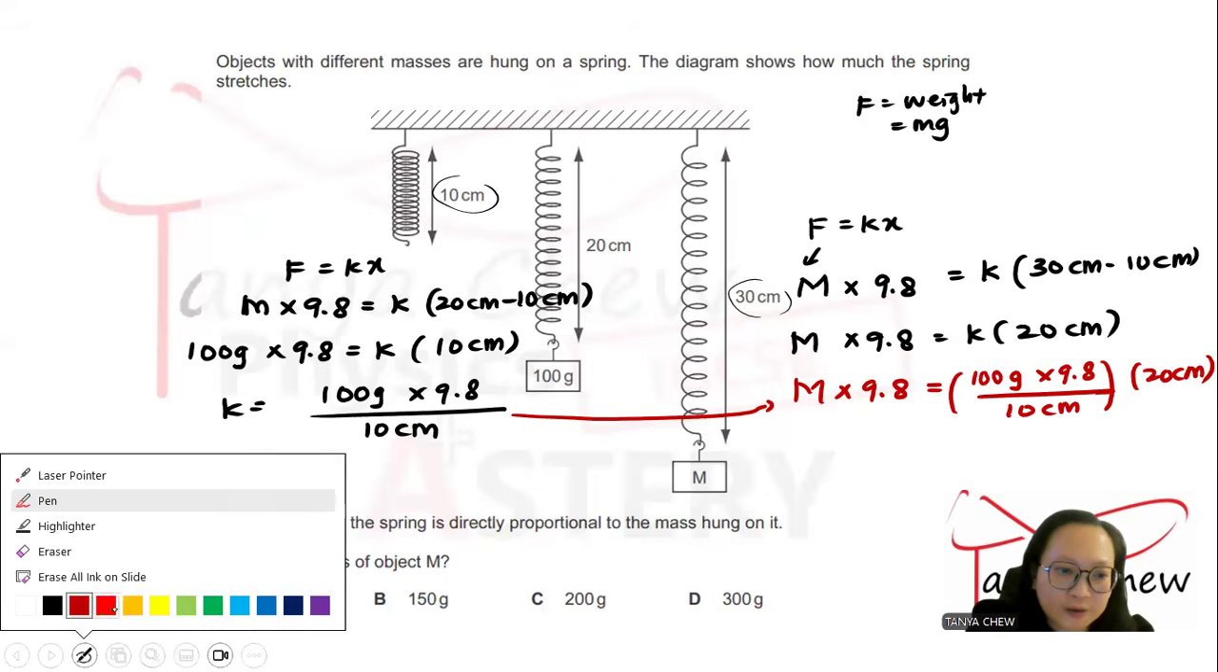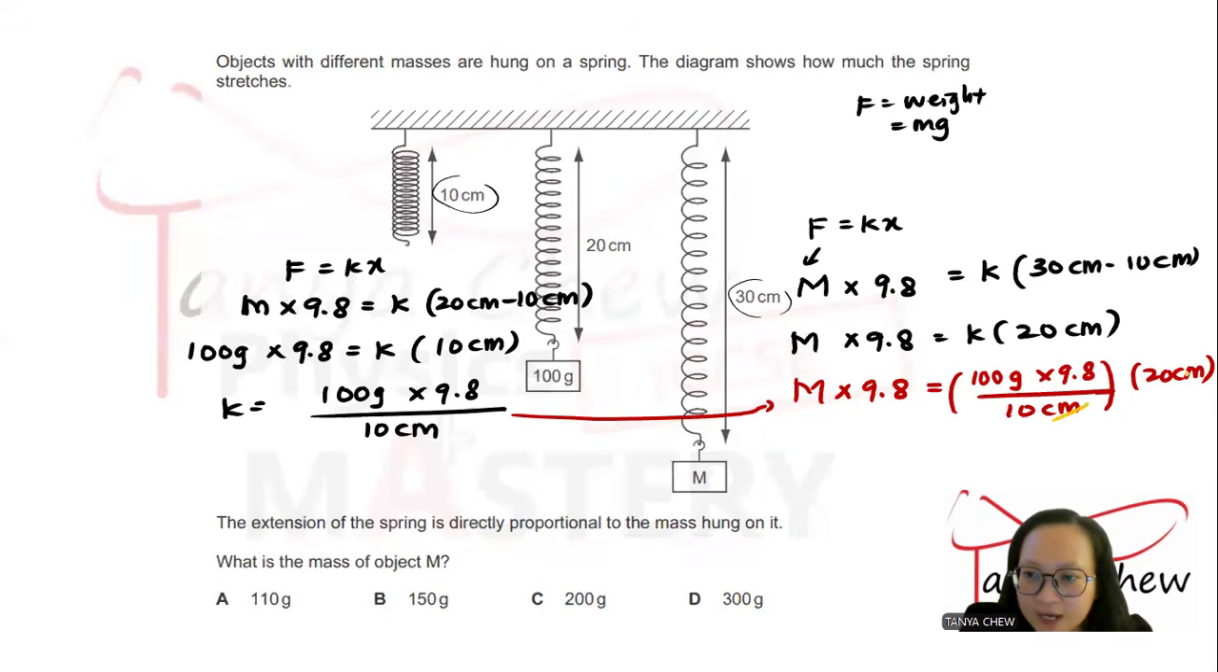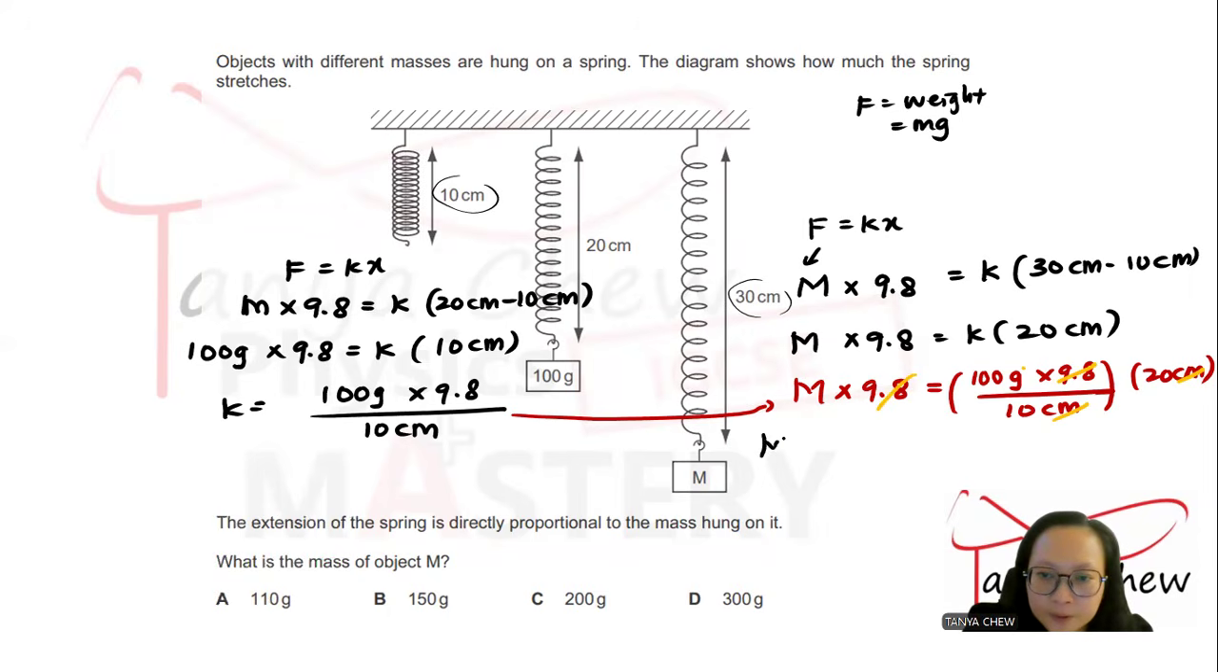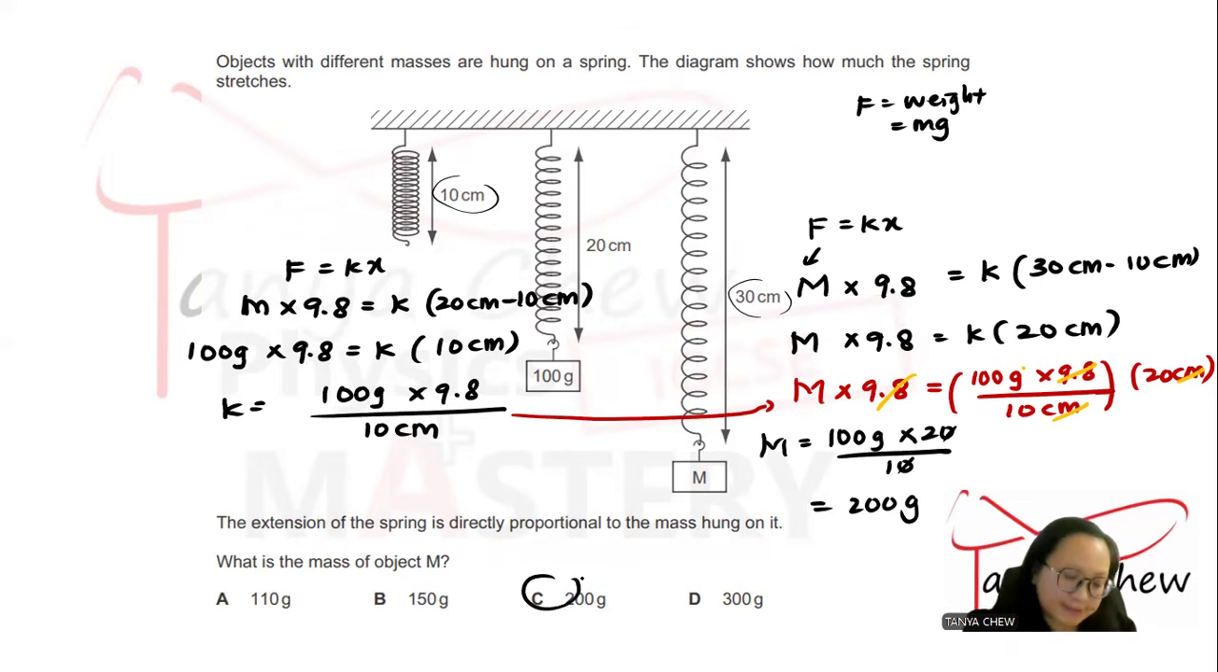And I want you to see this. I cancel the cm. I cancel the gram. Oh no, I cancel the 9.8. Right, so I left M equals 100 gram times 20 divided by 10. So M is equal to 200 grams. The answer is C.